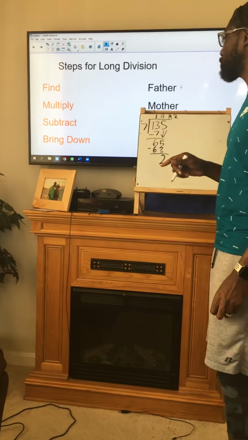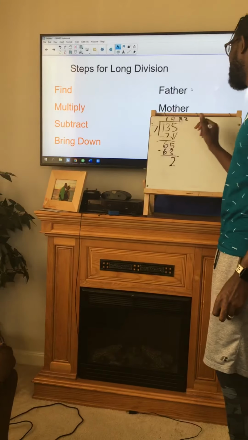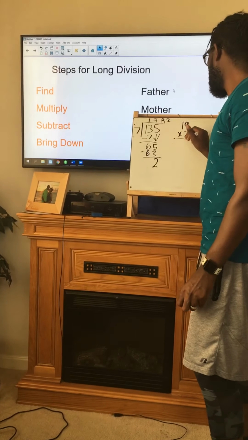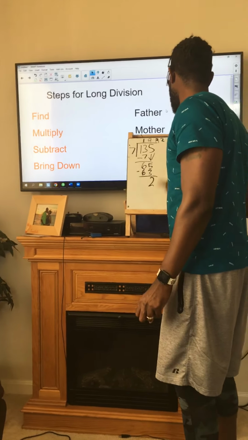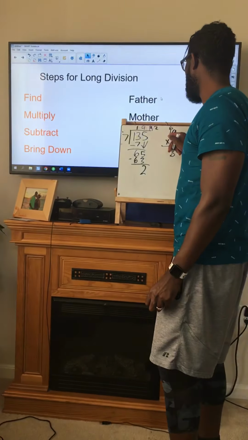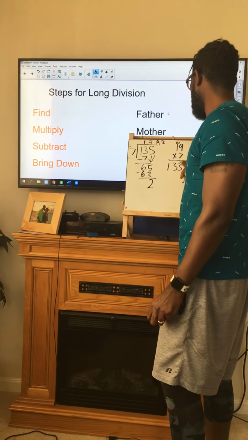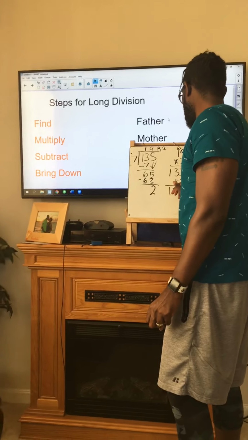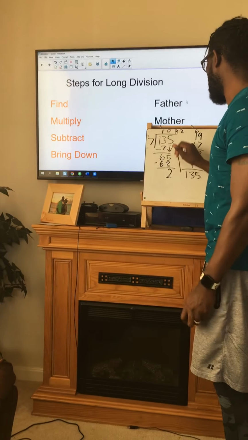Now let me go ahead and check my work by doing multiplication. I'm going to multiply my quotient, my answer, by my divisor. So 19 times 7. 9 times 7 equals 63. Regroup the 6. 7 times 1 equals 7. Plus 6 equals 13. 133 plus 2, my remainder, gives me 135, which is my dividend.